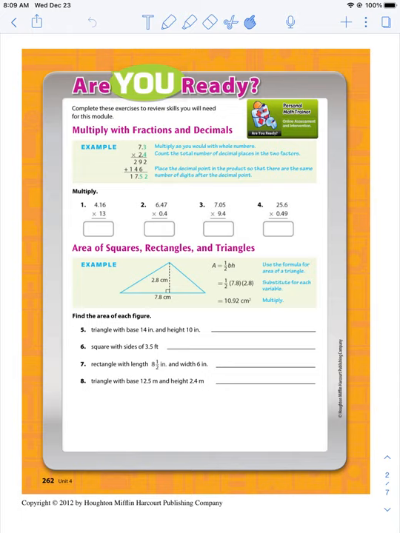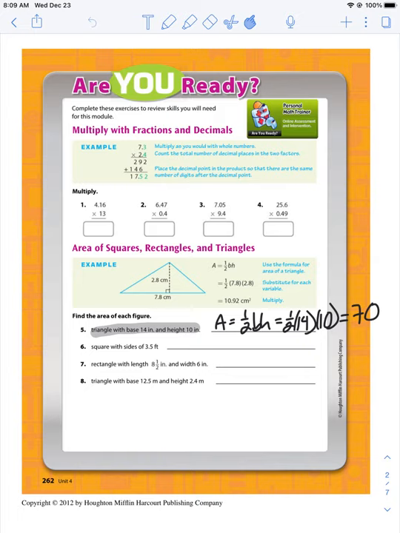Let's find the area of a triangle with a base of 14 and a height of 10. So we know our area formula for a triangle is 1/2 base times height. So this is going to be 1/2 times 14 times 10. Well, half of 14 is 7. 7 times 10 is 70.